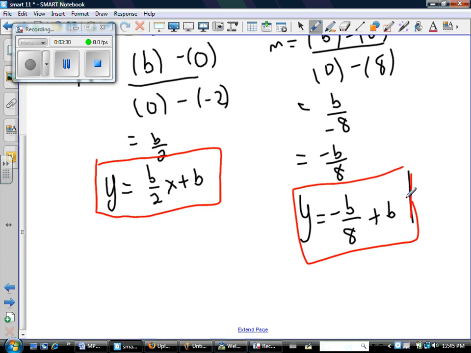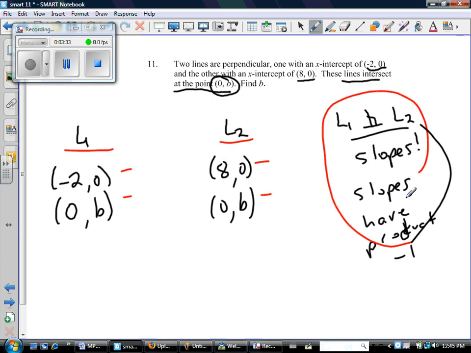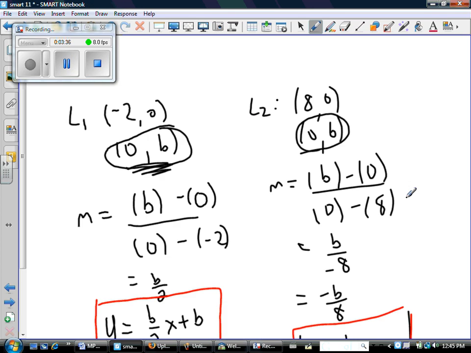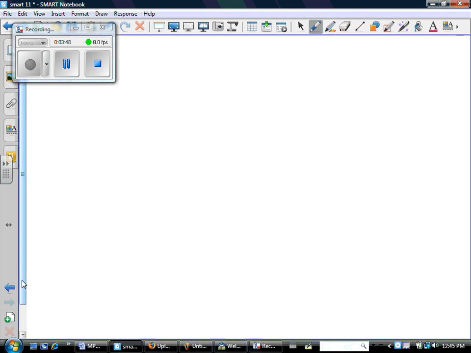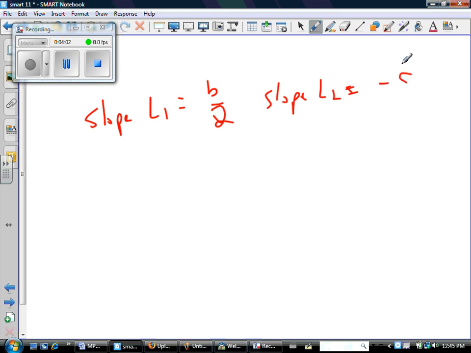So let's go back and see what we're trying to do. It says these two lines are perpendicular. So there's my two lines, and I can look at the slope of each line. There's the slope of line 1, there's the slope of line 2. So the slope of line 1 is b over 2, and the slope of line 2 is -b over 8. And if they're perpendicular, then their product should be -1.